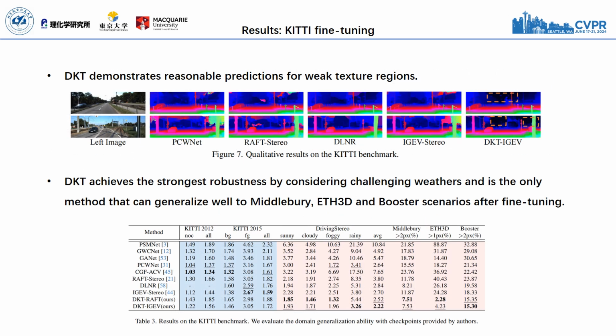Compared to other methods, DKT demonstrates reasonable predictions for weak texture regions. We evaluate how these models generalize to DrivingStereo, which contains unseen driving scenarios with challenging weathers. Among these published models, DKT achieves the strongest robustness to challenging weathers. We evaluate if these models can generalize well to unseen domains. We see that DKT is the only method that can generalize well to these scenarios after fine-tuning.